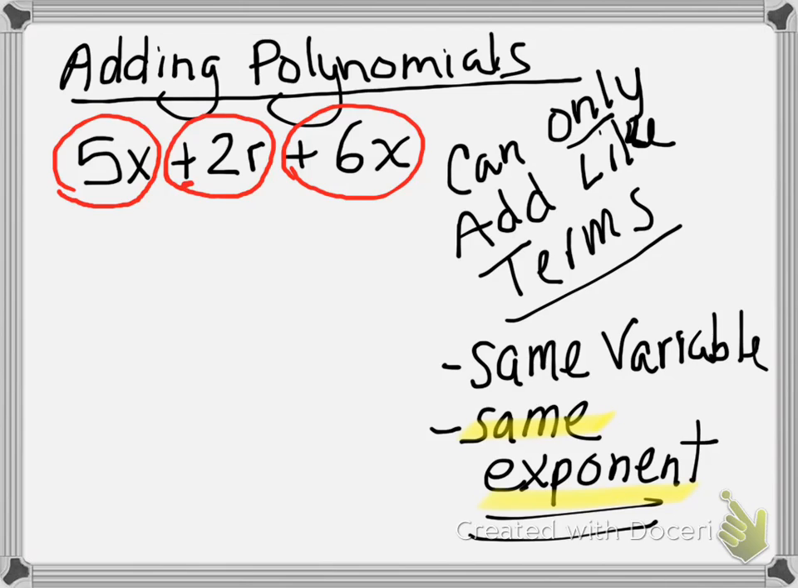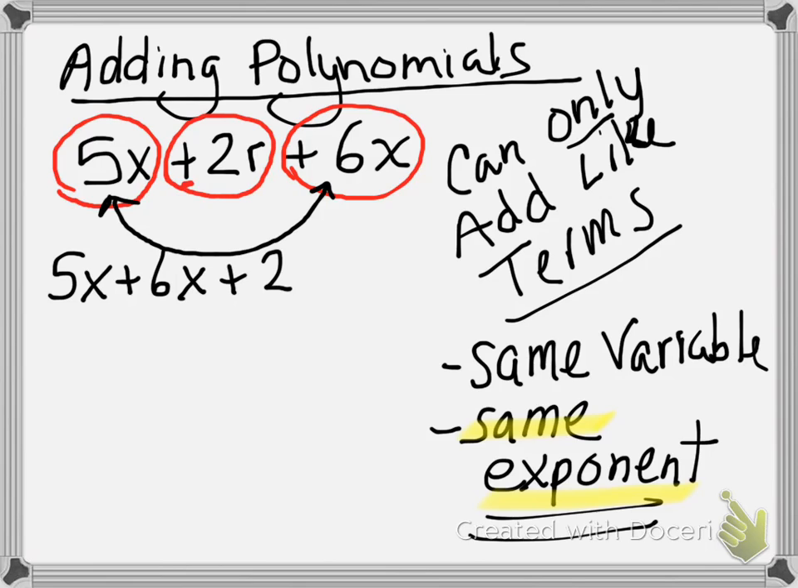So if I look back at the problem again, the 5x bubble and the 6x bubble are like. I could rewrite this because the commutative property allows me to rewrite, and the book does show you that. You can rewrite it as 5x plus 6x plus 2r and rearrange it. The 5x and the 6x bubble are going to combine together, and 5x plus 6x makes 11x. Notice I didn't say x squared, because if I have 5 apples and I have 6 apples, I now have 11 apples. I don't have 11 apples squared. And so the exponents, that's another reason why they have to be the same. They have to be the same and they stay the same.